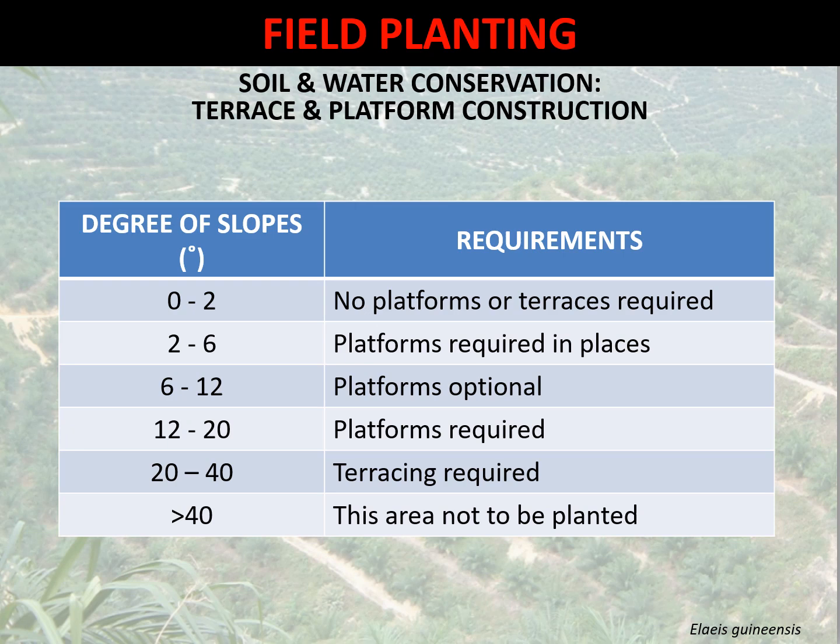For a slope of 0 to 2 degrees, no platforms or terraces are required. For slopes between 2 to 6 degrees, platforms are required in places. For slopes of 6 to 12 degrees, the platforms are optional. For slopes between 12 to 20 degrees, platforms are required. For slopes of 20 to 40 degrees, terracing is required. And for slopes of more than 40 degrees, this area is not to be planted.